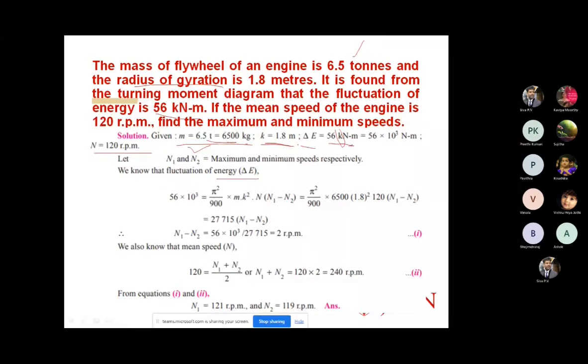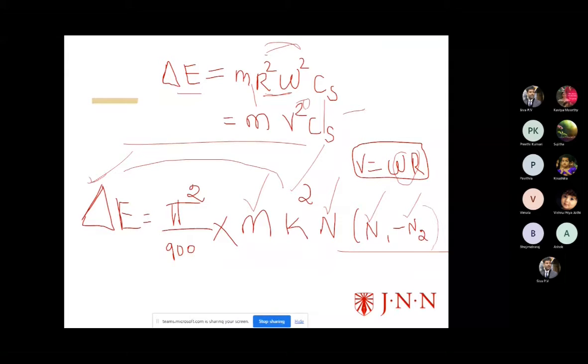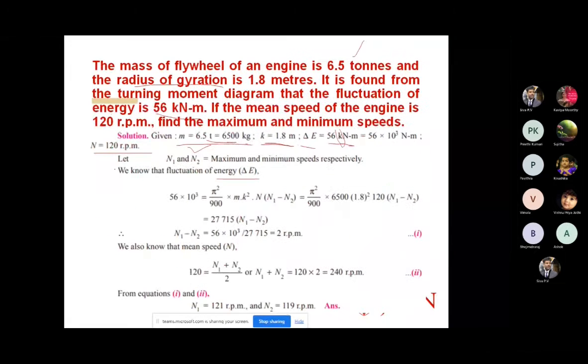Now we know the formula for the maximum fluctuation of energy. Write the formula and substitute the known values. Delta E is 56 into 10 power 3 newton meter, equal to pi square by 900 into m, k square, N into (N1 minus N2). The mass value is given as 6500, k, the radius of gyration, is 1.8 so k square, N equals 120, and N1 minus N2 is the unknown value, which is what we are going to find out.